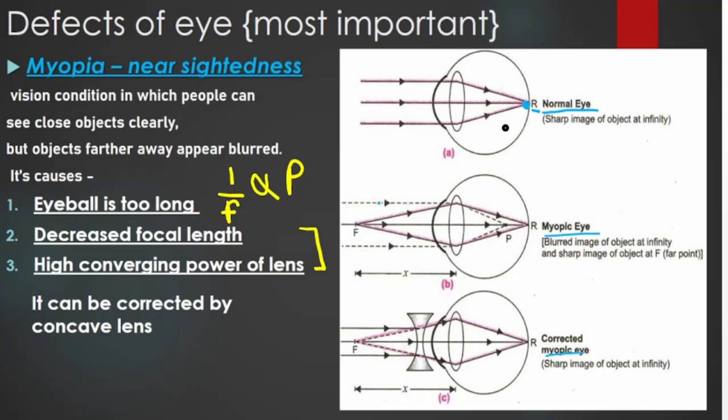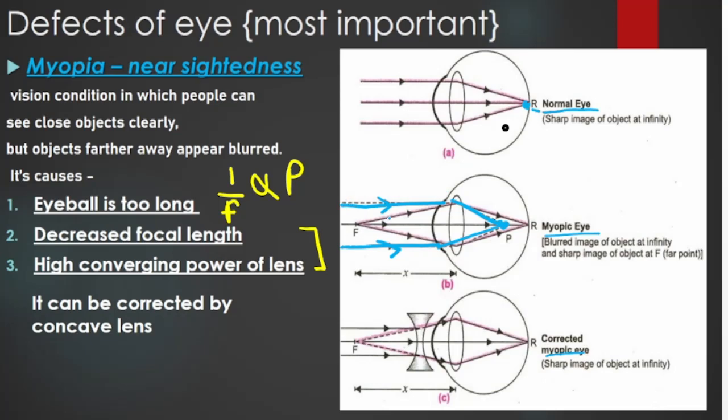the rays came like this, and here the image is formed. Let me show you. These are the parallel rays coming here. Okay? This and this, and after refraction the image is formed here. Now you will ask me, okay, here the image is formed before retina. Why? Because the image is coming from infinity.